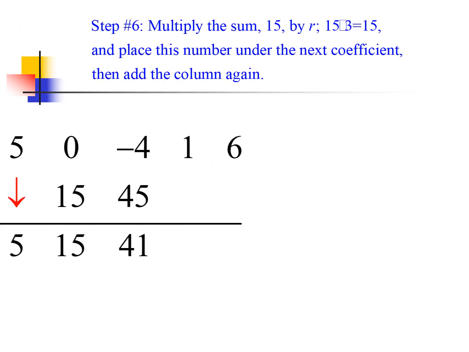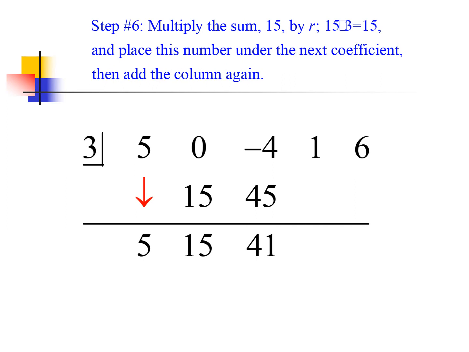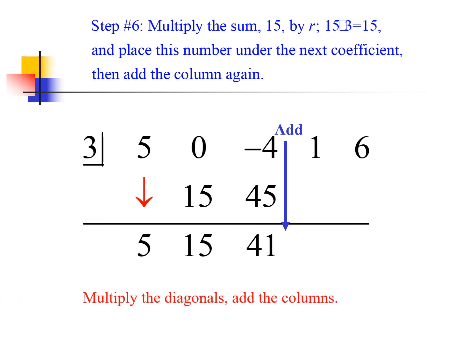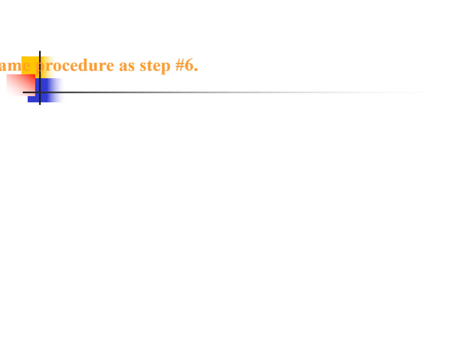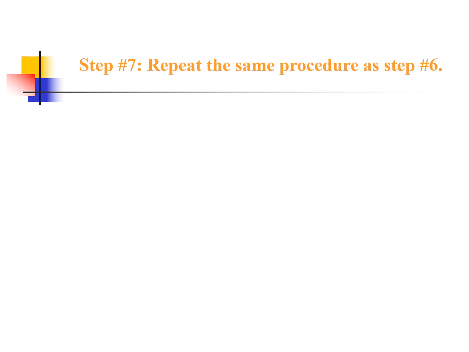Then we now multiply the sum 15 with the constant 3 on the left, and then that's 3 times 15, 45, and add the column negative 4 plus 45, that will give us a sum of 41. So remember the acronym MAMA, it stands for multiply, add, multiply, add. So meaning to say you have to multiply the diagonals and add the columns. So we repeat the same procedure until all coefficients in the dividend are used up.